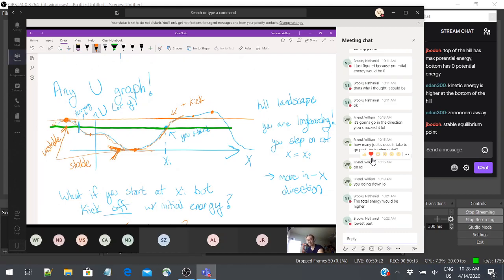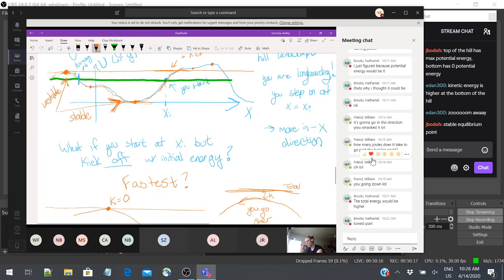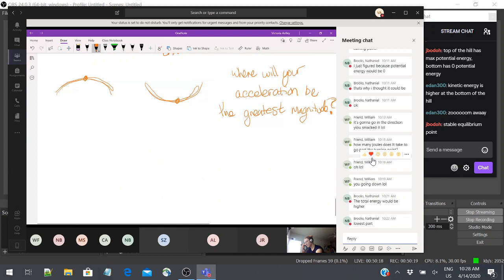So not at the stable equilibrium point. In fact, the opposite. So if you think about a hill, right? You know, what is the scariest part of this hill? Is this scary? Or is this scary?